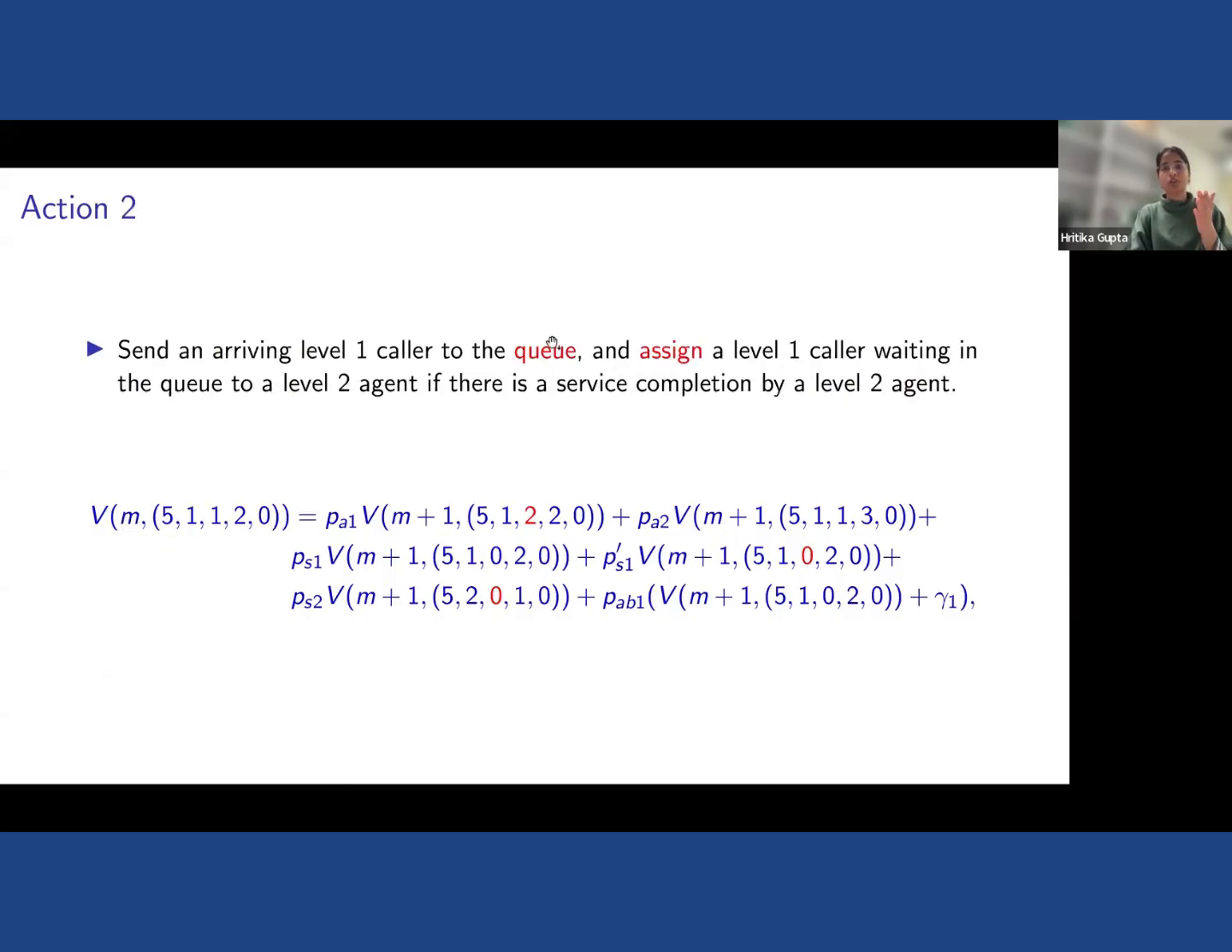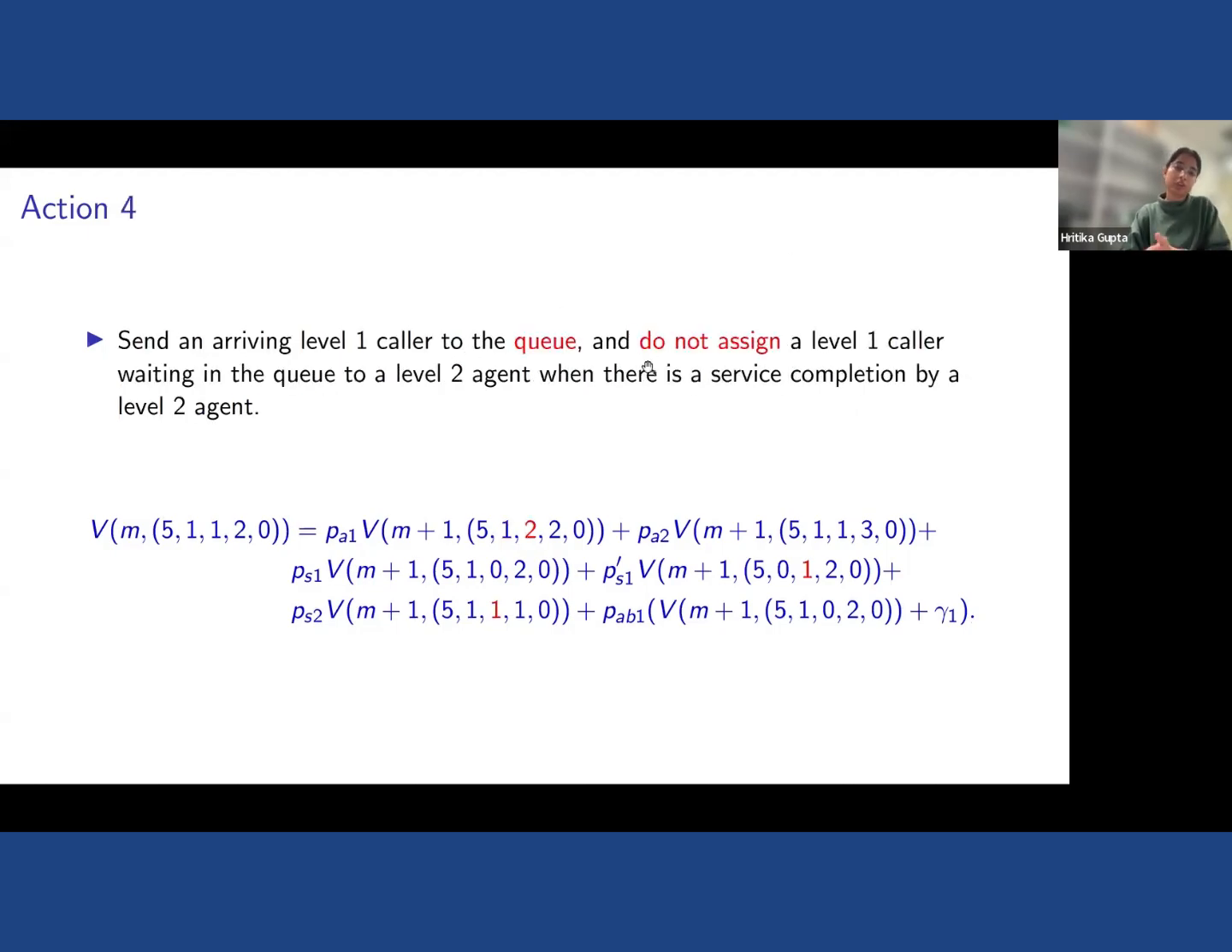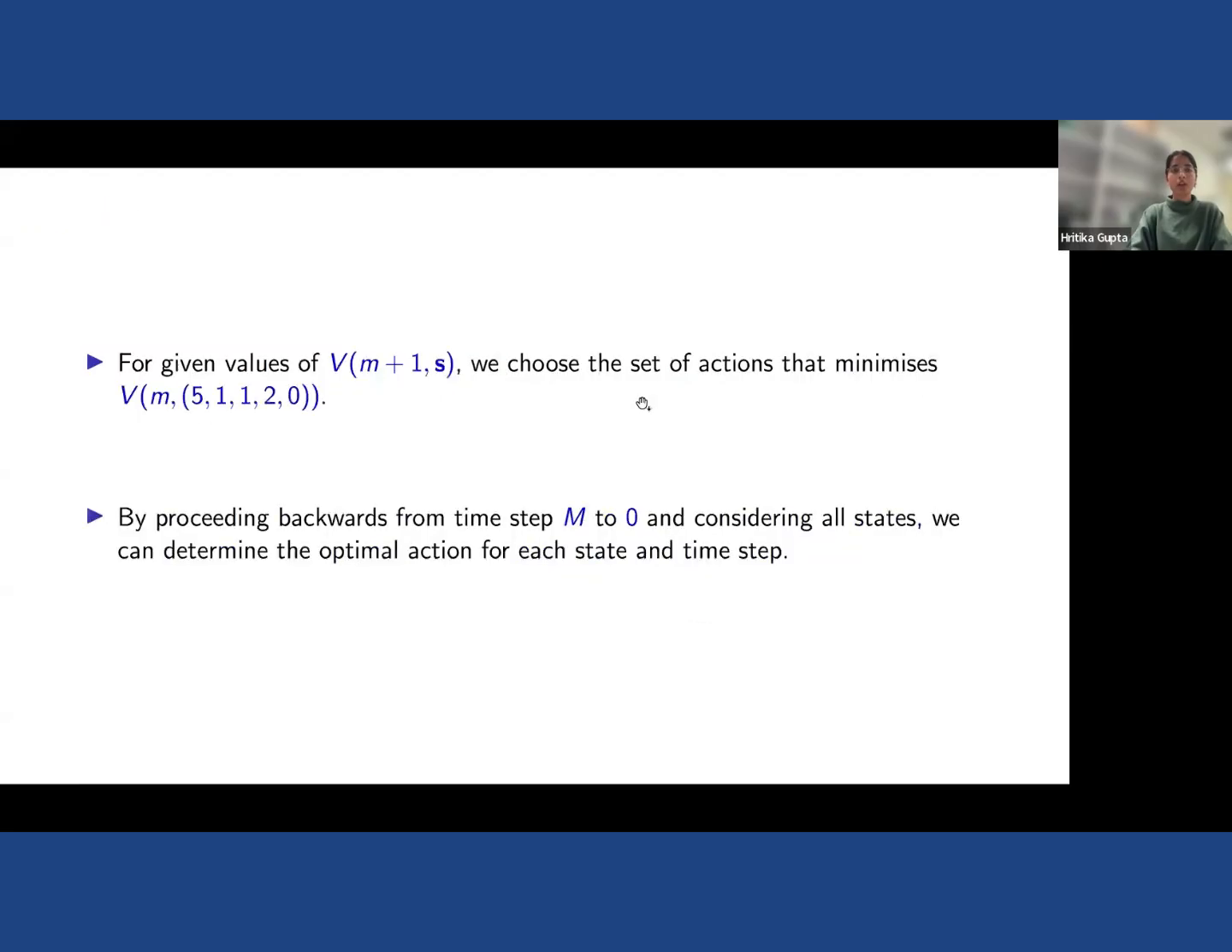Similarly, in the second set of actions, queue and assign, your VMS will evolve in a certain way. Similarly for action 3, which is assign and do not assign, and action 4, which is queue and do not assign. For given values of VM plus 1, s, we choose the set of actions that minimizes VMS. So out of 4 possible sets of actions, we will choose the one which leads to the minimum value of the value function. And similarly, by proceeding backwards from time step m to 0 and considering all states, we can determine the optimal action for each state and time step.